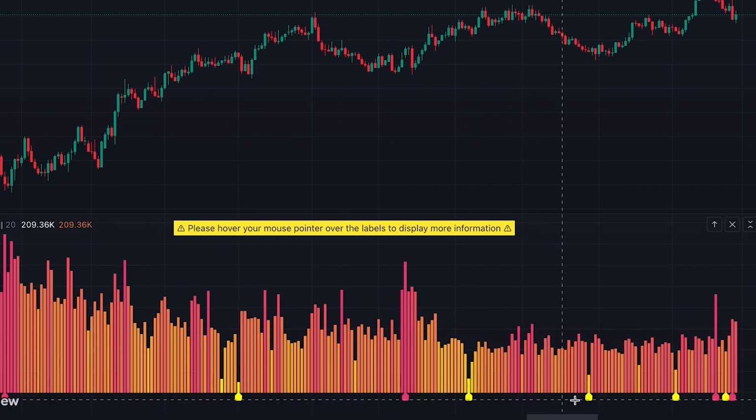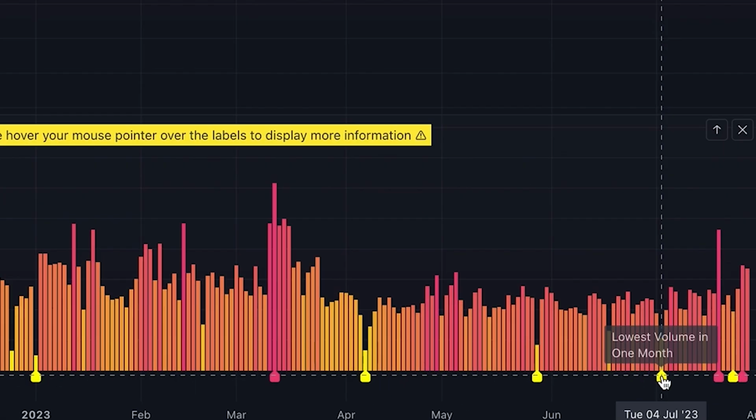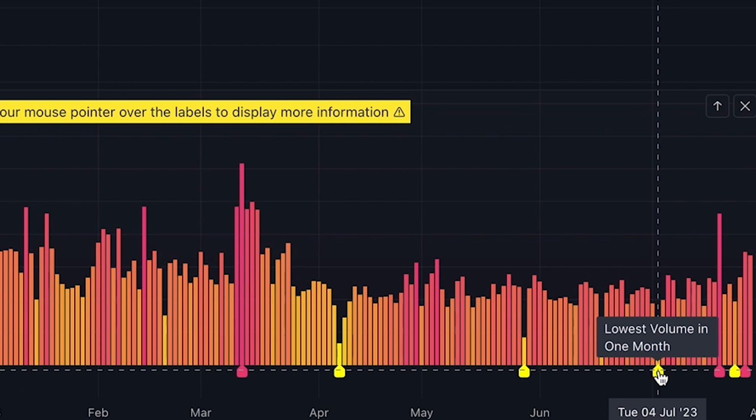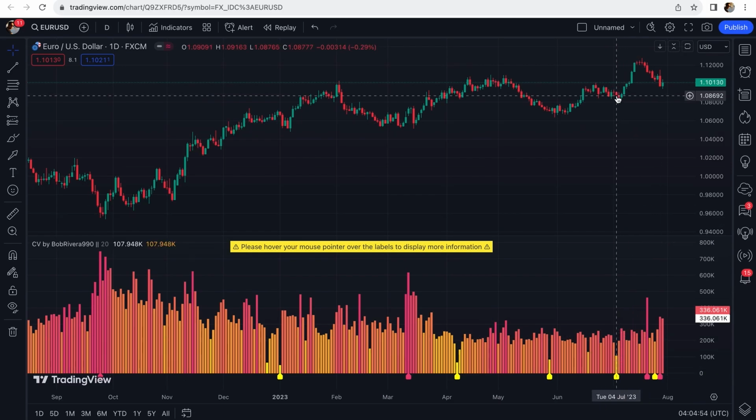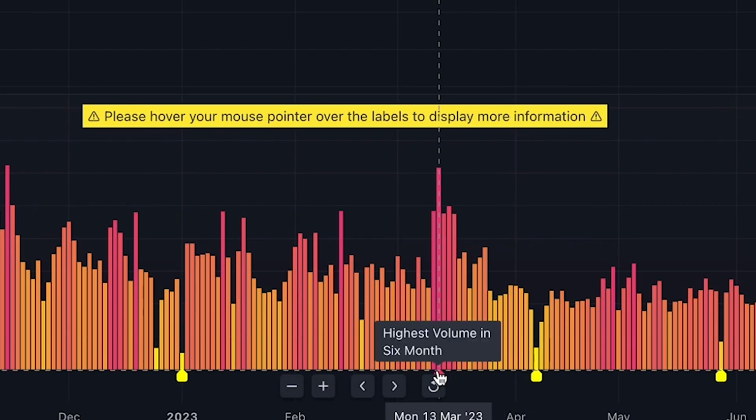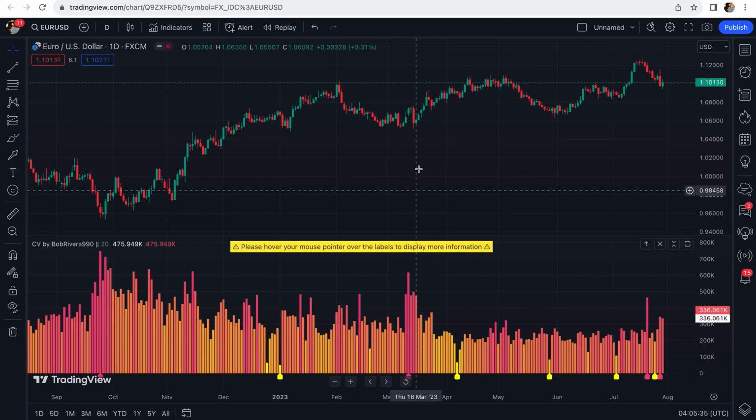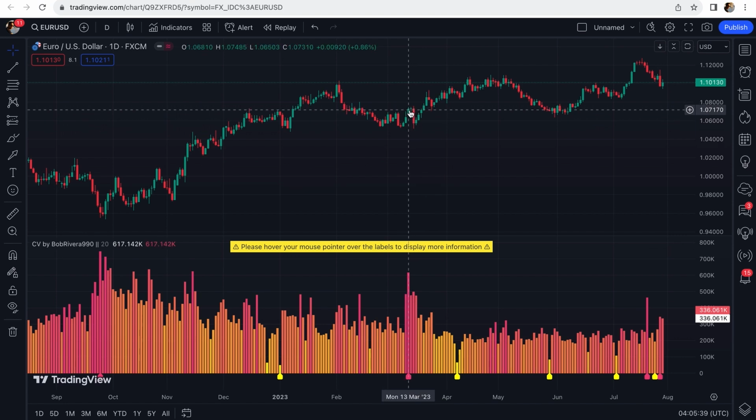If we hover our mouse on these labels, it gives us some details. For example, here it says lowest volume in 1 month, which means in the past 1 month we have the lowest volume in the past 30 days, or here for example highest volume in 6 months. So in the past 6 months here we have the highest volume. Alright, now you may wonder how this information can help us.